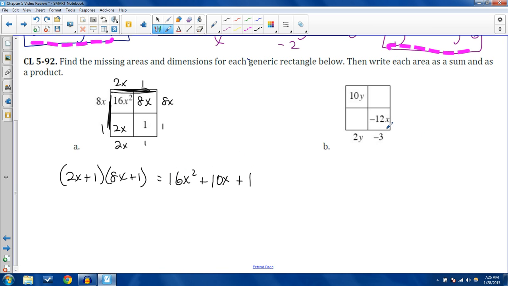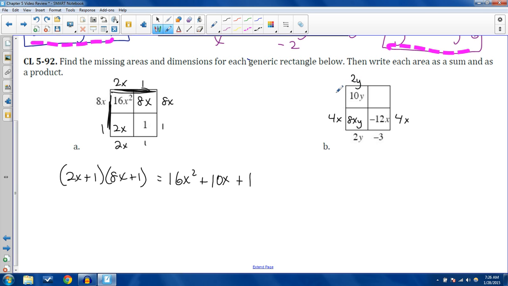Okay, let's keep going. Part B. Negative 3, negative 12x. So it looks like this guy will have an x in here. Negative 12 divided by negative 3 is positive 4. So this number is a positive 4. If that's a positive 4x, so is this over here. 4x times 2y, we get 8xy. All right, this is 2y.